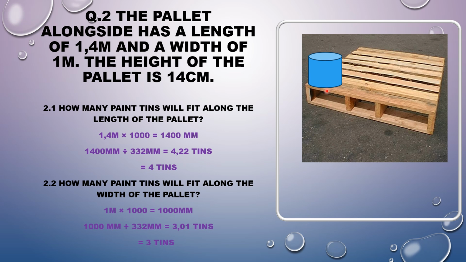Okay, so on my pallet so far, I've got 1, 2, 3, 4 tins. Behind that, I have another row of 4 and another row of 4. So as it stands, I have 4 multiplied by 3. So I've actually got 12 paint tins on one pallet.